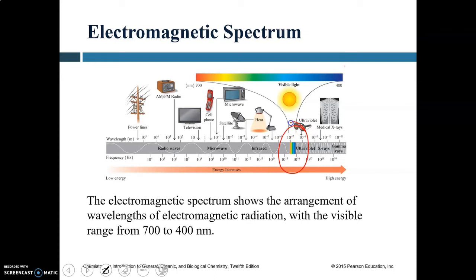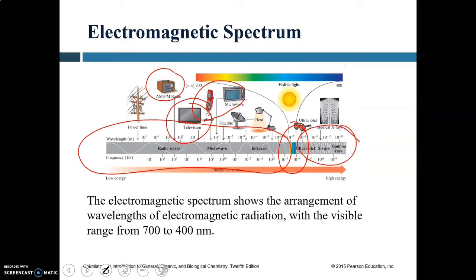So here you can see the electromagnetic spectrum. This is the visible light, the light that we see, and you see that as we go to the lower frequency, higher wavelength electromagnetic radiation, low energy, we're talking about radio, television, cell phones, and high energy radiation has very, very high frequency and short wavelengths, such as ultraviolet or X-rays or gamma rays.